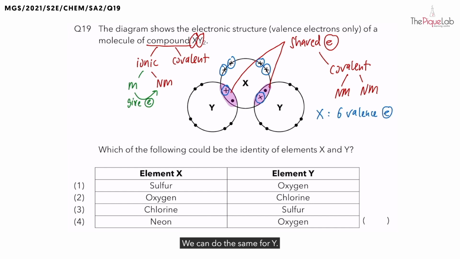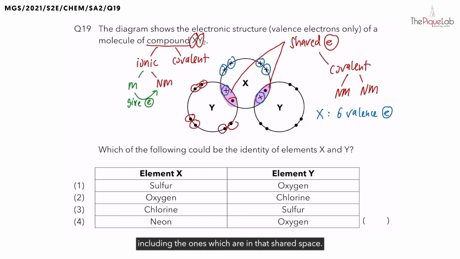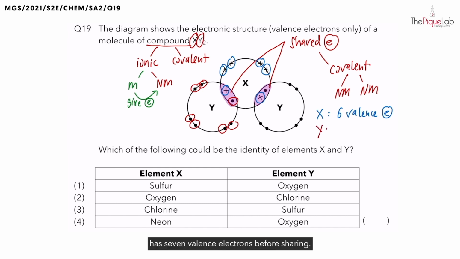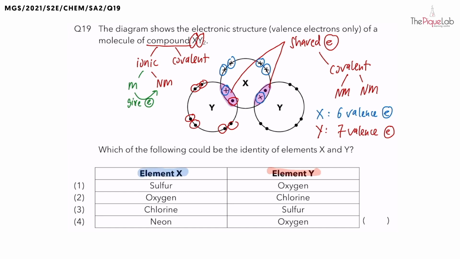We can do the same for Y. Let's quickly circle all the electrons that Y has before sharing, including the ones which are in that shared space. So this tells me Y has 7 valence electrons before sharing. How is this information about valence electrons helpful for us? We're supposed to determine the possible identities of element Y and element X.